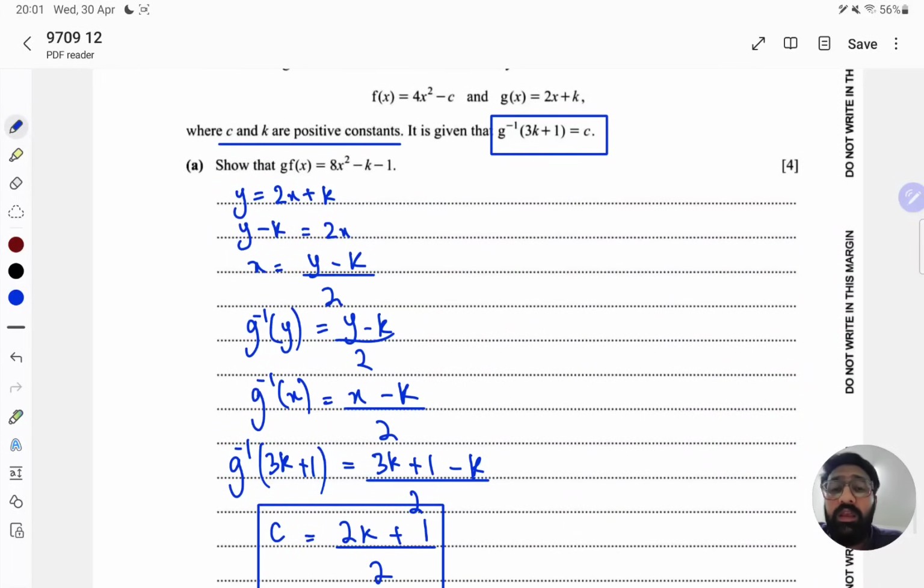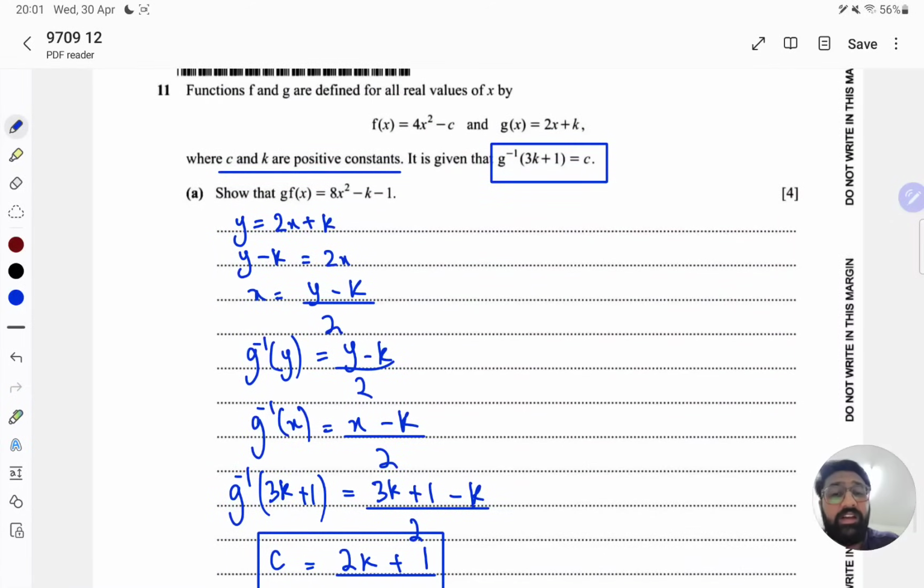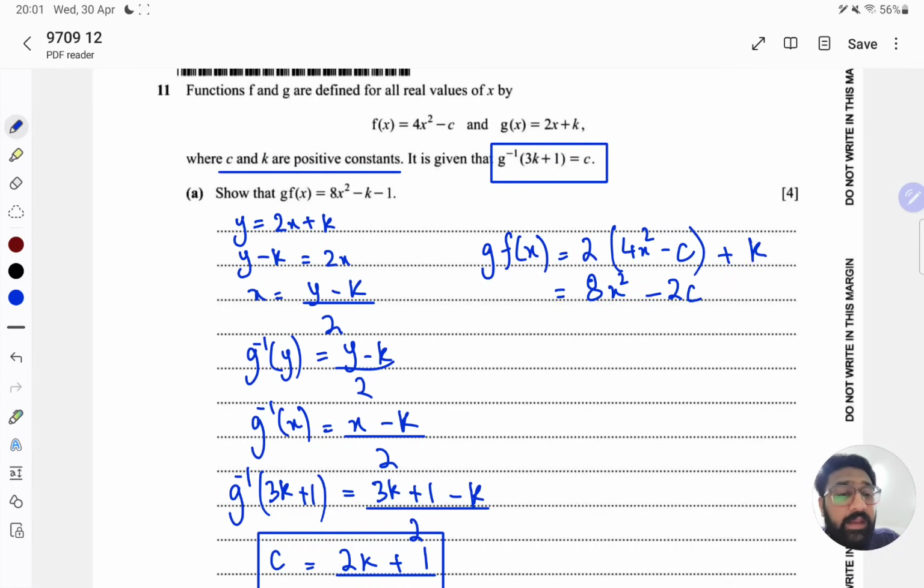What is he saying? Show that gf of x is this. So we need to substitute the f function into the g function. So g f of x will be 2 bracket 4x square minus c plus k. If we expand it, it will be 8x square minus 2c plus k. I hope you can see that there is no c over here.